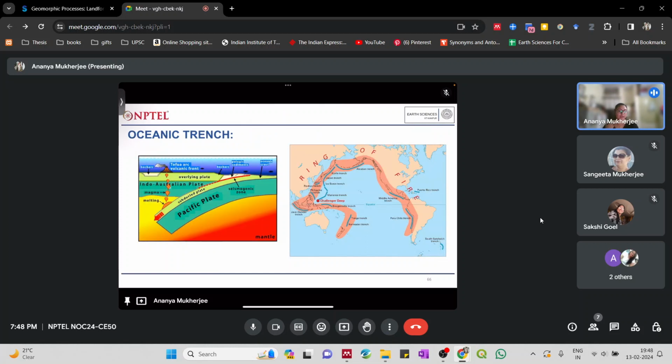Now, oceanic trench, mostly the most famous one that we know is the Mariana Trench. Over here, some part of the Indo-Australian plate is actually converging with the Pacific plate. Now, the Pacific plate is actually the subducting plate, and because of this subduction process that is happening, your trenches are created over here.